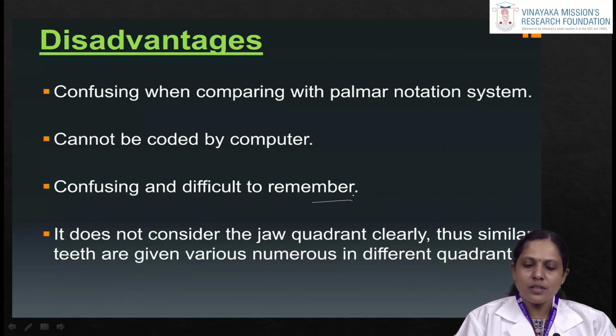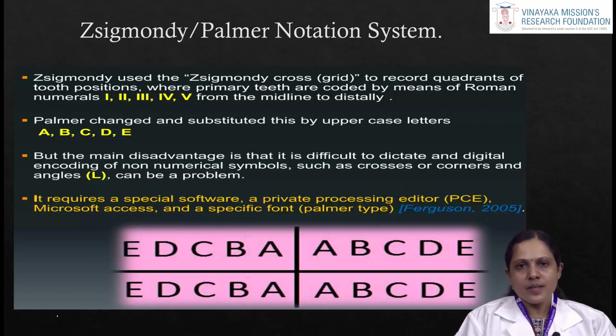So it does not consider the jaw quadrant clearly. The similar teeth are given various numbers in different quadrants. So in universal numbering system, primary teeth are given alphabets and permanent teeth are given numbers. Okay, and next coming to Zsigmondy-Palmer notation.